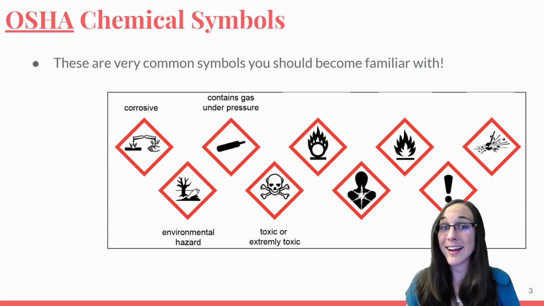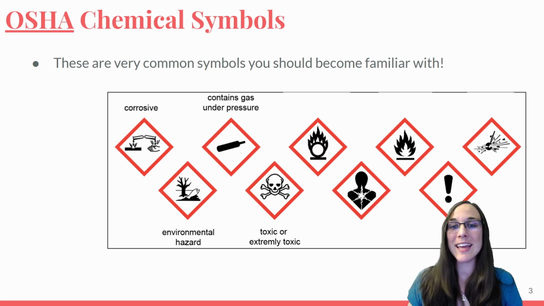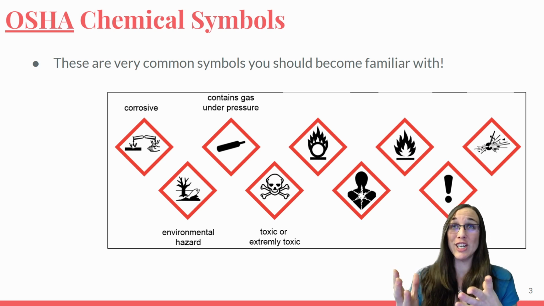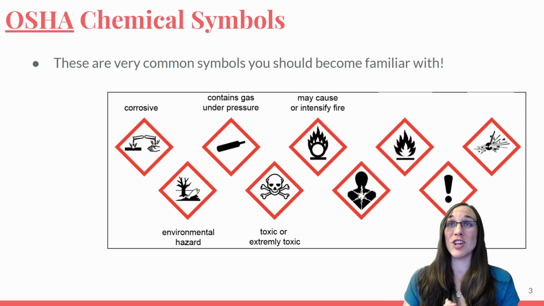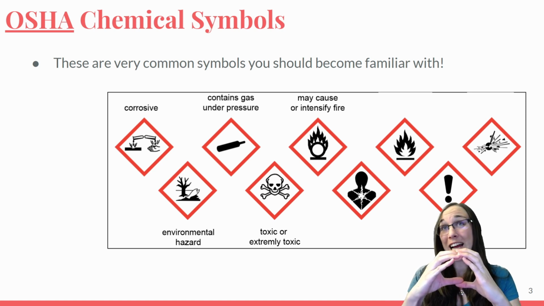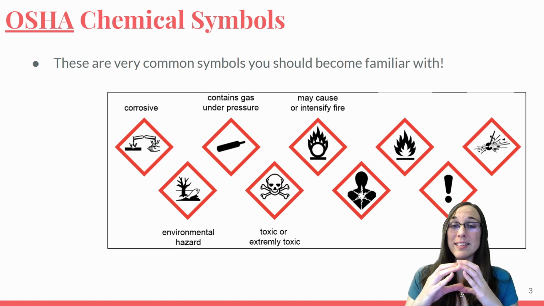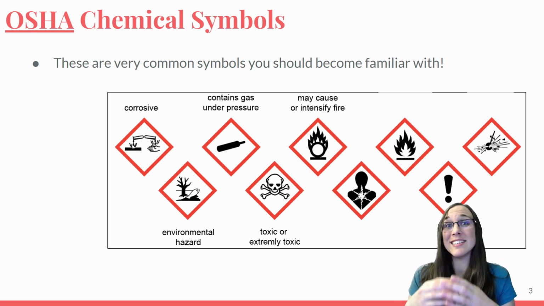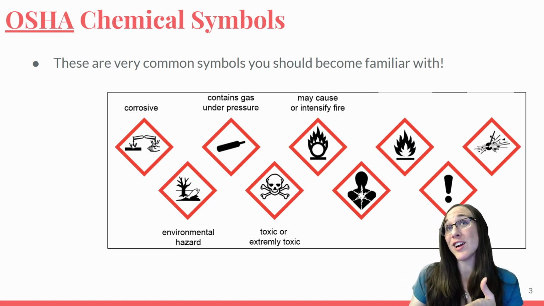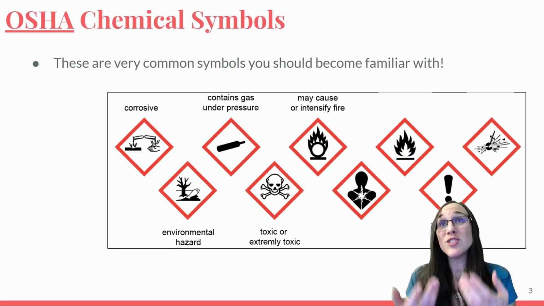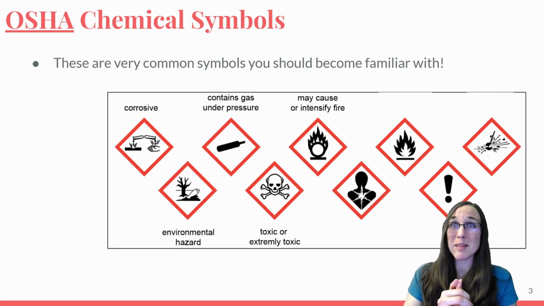Don't. Next OSHA chemical symbol is an O on fire, and that is symbolizing an oxidizer. O stands for oxidizer, meaning that it may cause or intensify a fire. So it's something like oxygen, hence oxidizer, and fire needs oxygen to burn. So it's something that will basically make a fire worse.